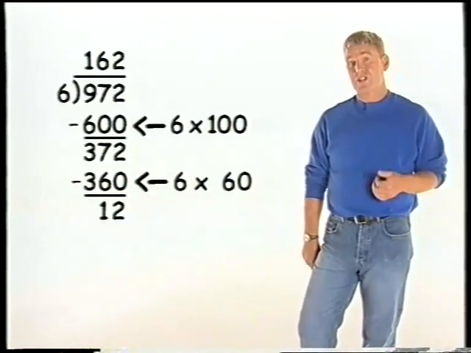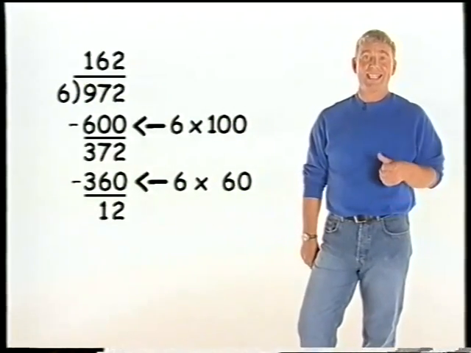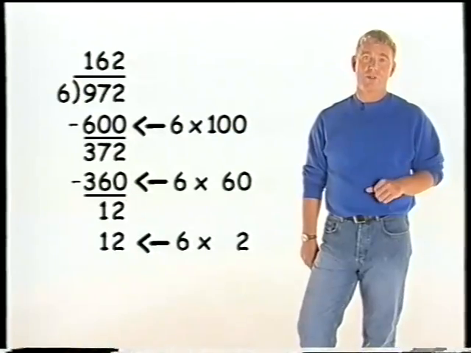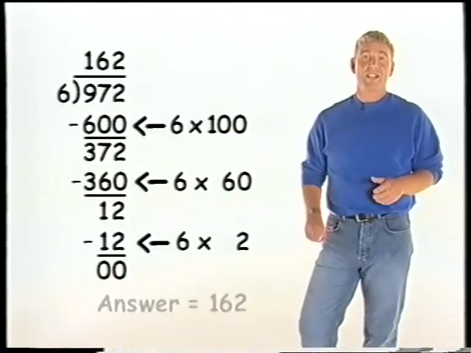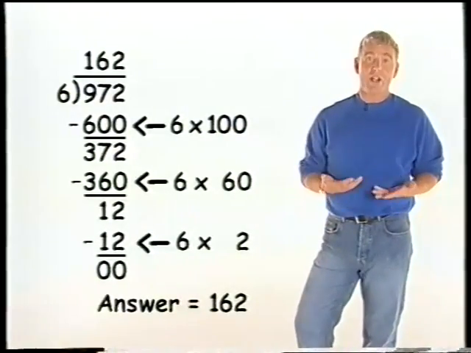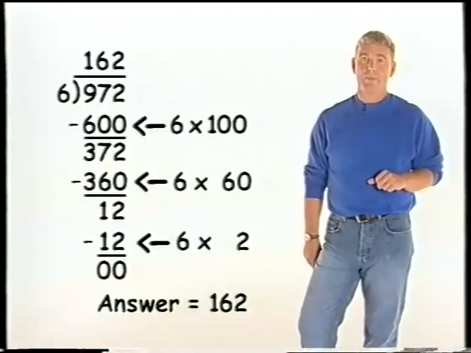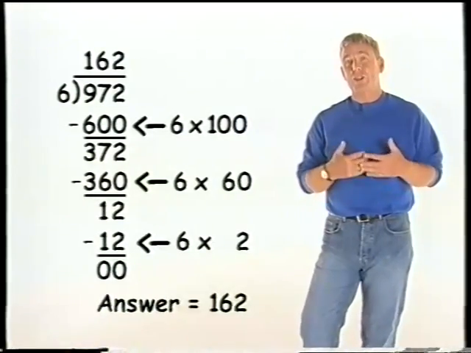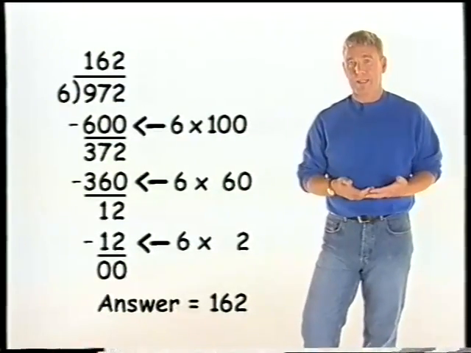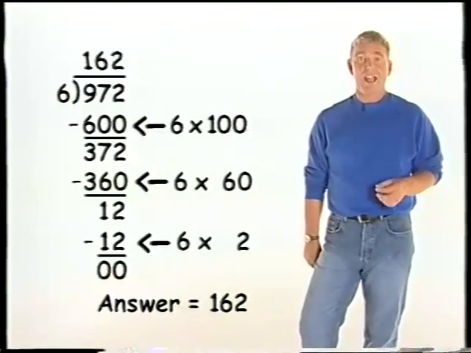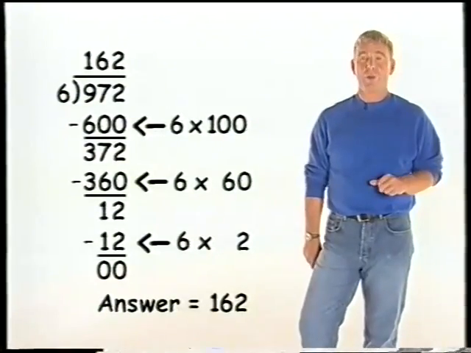6's into 12 is 2. 2 times 6 is 12. 12 from 12 is 0. So the answer is exactly 162. The important thing is to make sure everything is lined up properly, with the units above each other, the tens above each other, and so on.